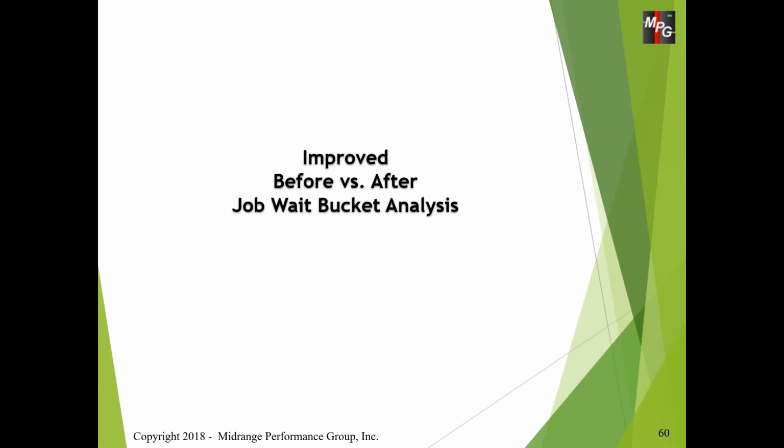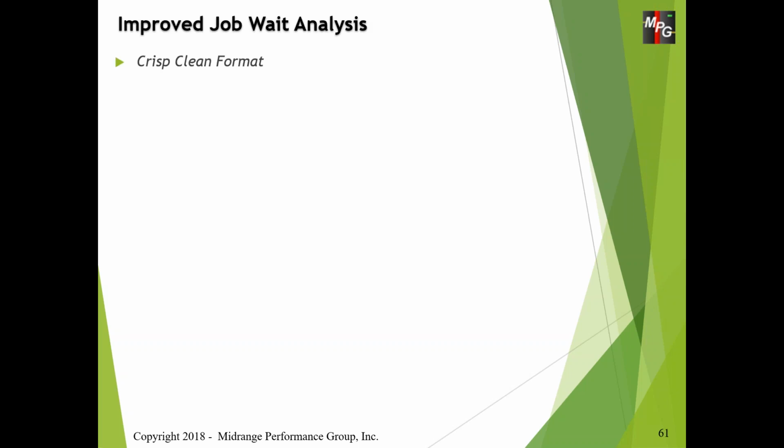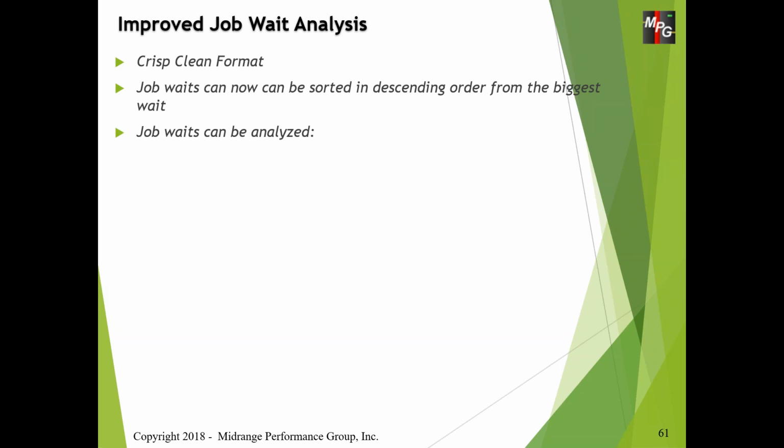All right. So now that we're diving in the deep end of the pool in performance, let's talk about job wait buckets. Love what we did in version 19. A nice, crisp, clean format. And we did something this year that was a valid request: we used to put the job buckets in alphabetical order. Now we can sort them in descending order, so you can see really what things are waiting on.